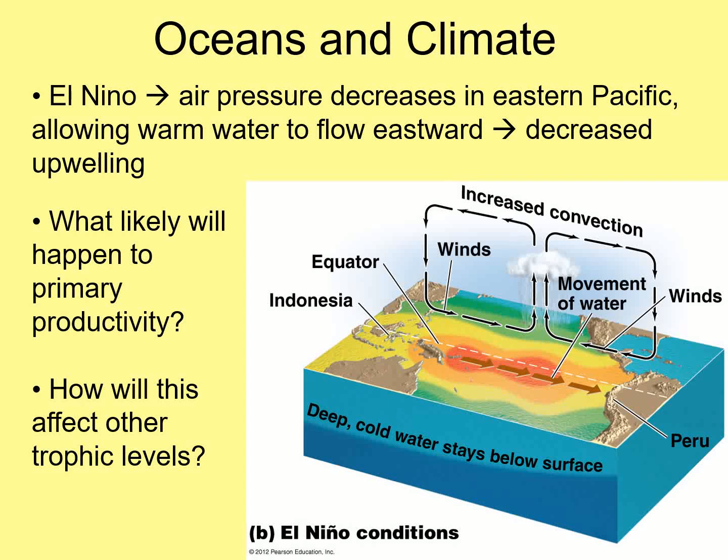So I've got a couple of questions here for you that I will pose and then give you a chance to answer in just a minute. First, what likely will happen to primary productivity in this environment during an El Nino event? And the second question is, how will this affect other trophic levels in a bottom-up interaction?